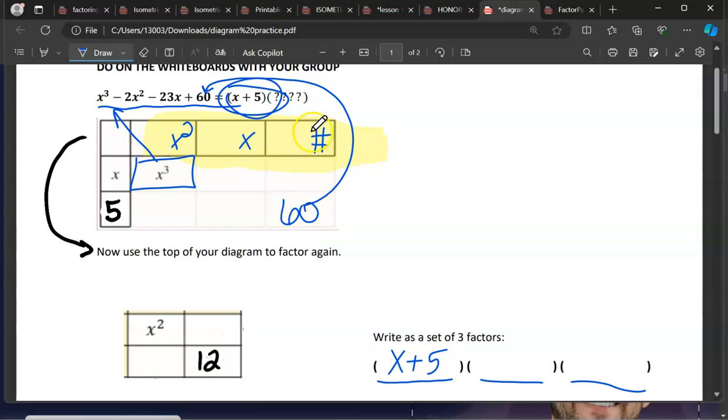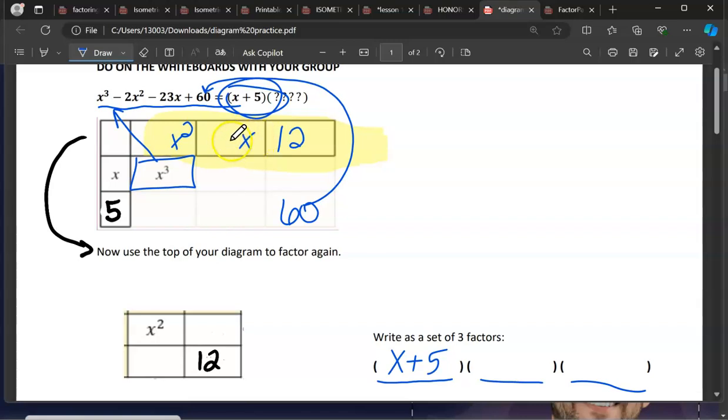The other box we can fill in is the end box. The last one on the right, up on the top, is, remember, what number in this column times 5 gets us 60. And we know that to be 12. Let me just get rid of that. So right now we have x squared gets us the box x cubed. 12 over here gets us the bottom right box 60.